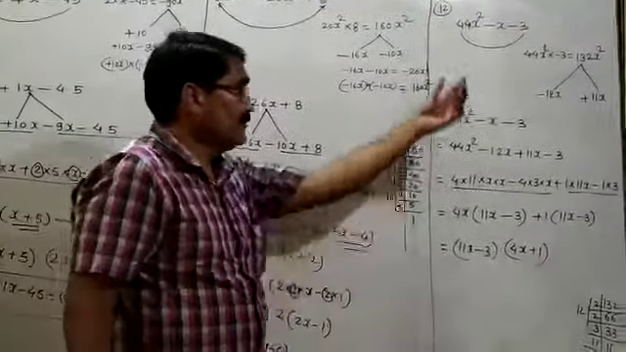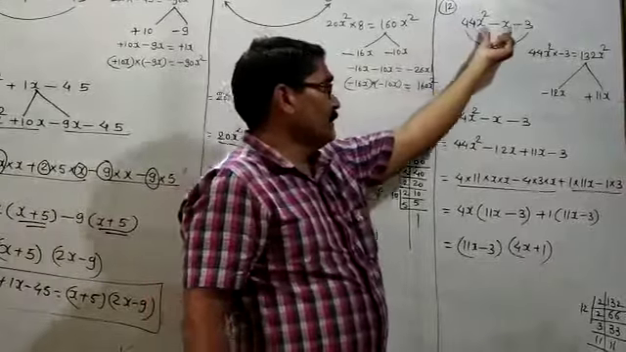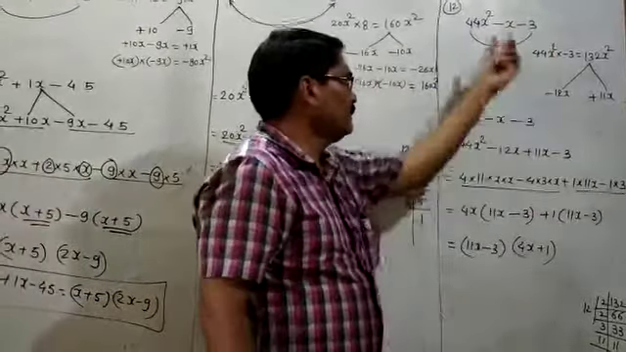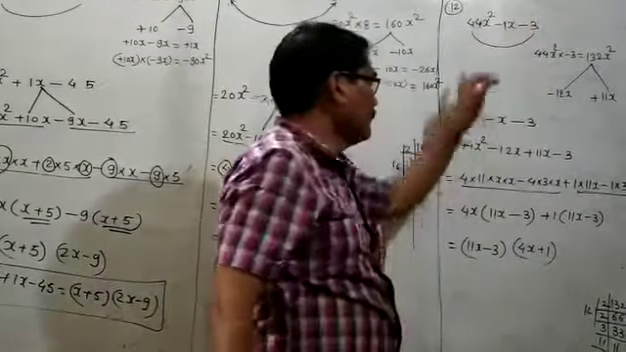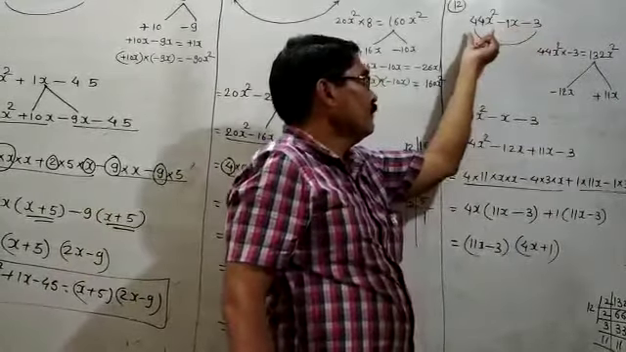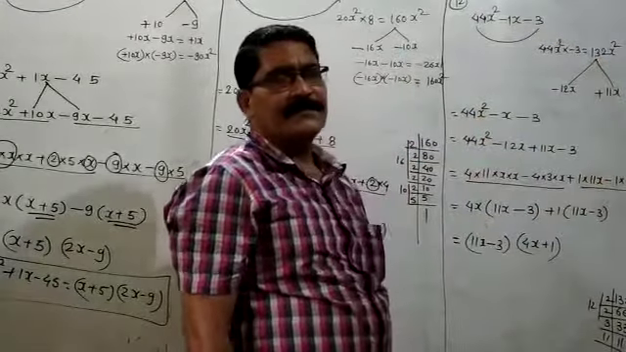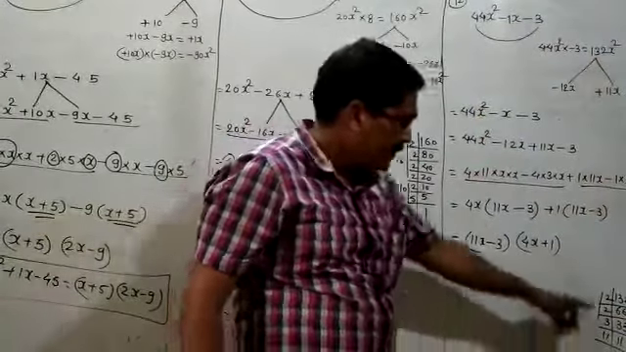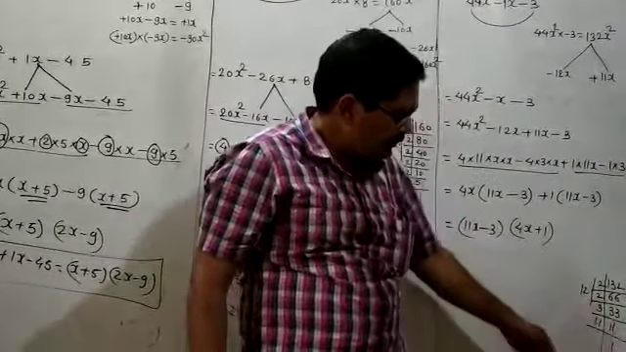Then here you have to start with the last example of this exercise. 4x square minus x minus 3. Minus x means minus 1x. So what you have to do? You have to take the product of the first term and the last term. 4x square multiplied by 3 is equal to 12x square. It is very difficult to find the factors of 12. You have to factorize 12 like this, and you have to choose the proper factors.